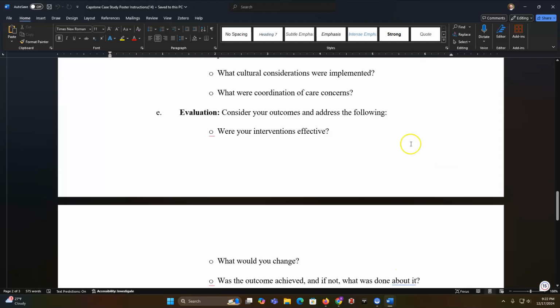Evaluation, consider your outcomes. Did you meet your interventions? Were they effective? Were they appropriate? Would you have changed anything? We've all had the best laid plans, and then something happens and this wasn't actually a priority. Sometimes we look back and say, hey, we need to adapt this, we need to change this, and we have to refocus. Was your outcome achieved?